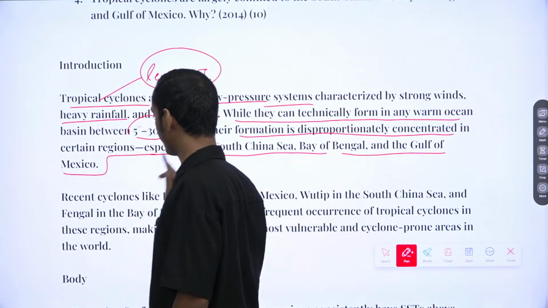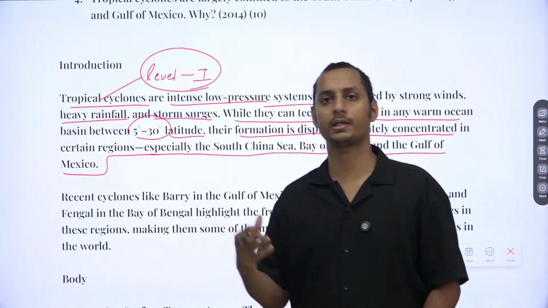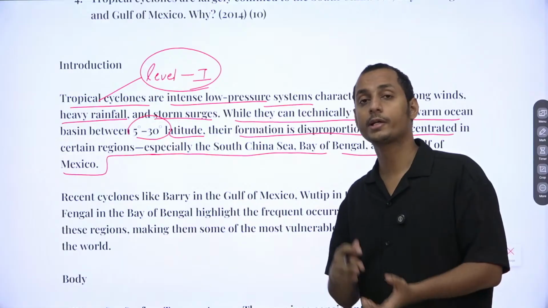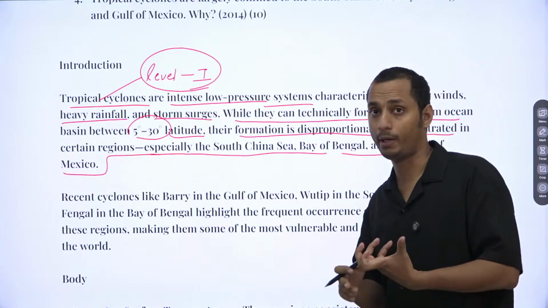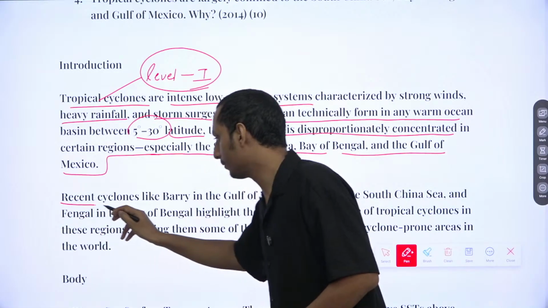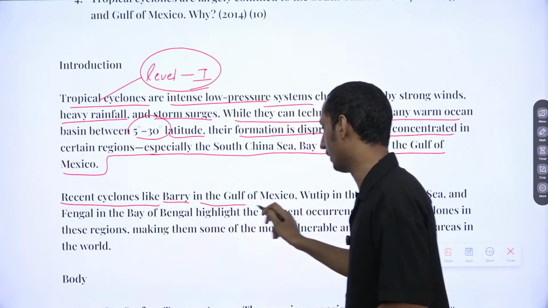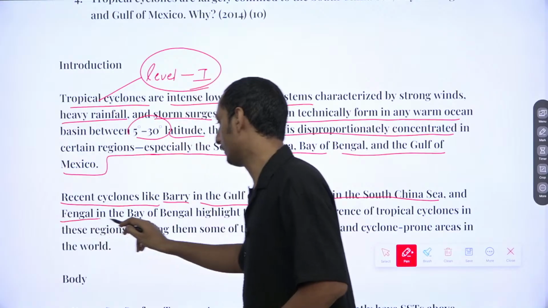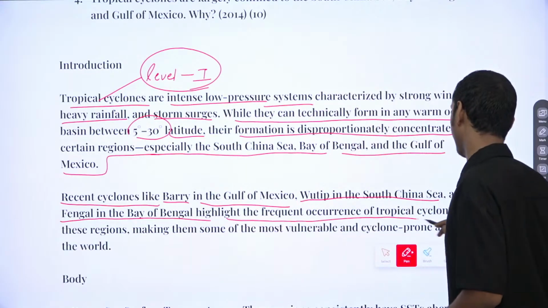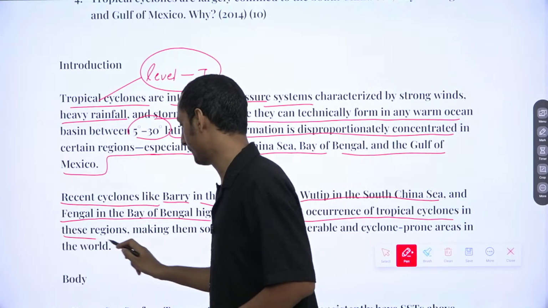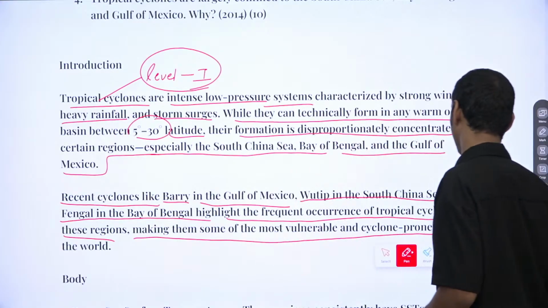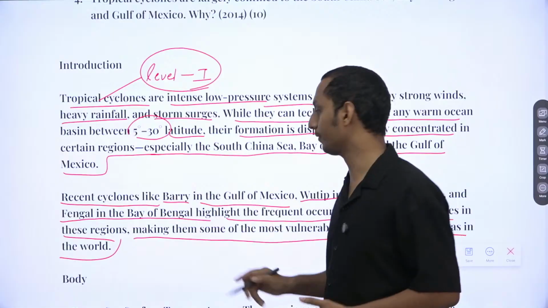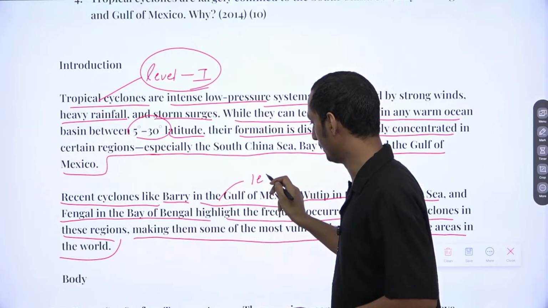Now this is a good introduction wherein you provide what tropical cyclones are and also where they are focused. Or else try to bring in a contemporary example regarding the same. How can you introduce it? You can mention that recent cyclones like Barry in the Gulf of Mexico, Wutip in the South China Sea, and Fengal in the Bay of Bengal highlight the frequent occurrence of tropical cyclones in these regions, making them some of the most vulnerable and cyclone-prone regions in the world. Now, what have you done here? You have mentioned recent examples regarding the same. This can be a level 2.